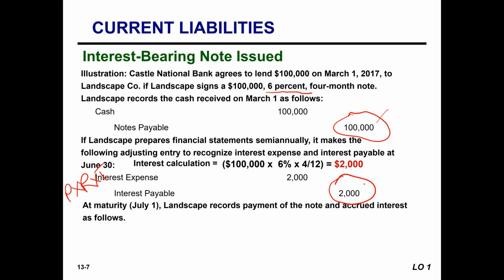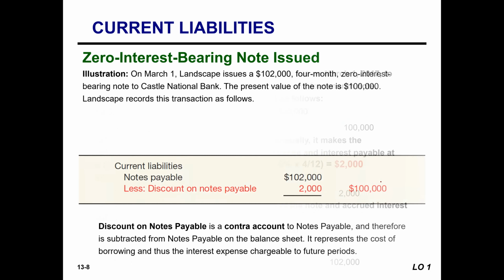So we debit it. And then the debit to interest payable. When we pay it off, we do the opposite, right? Is what that would look like. Okay, zero interest bearing note.